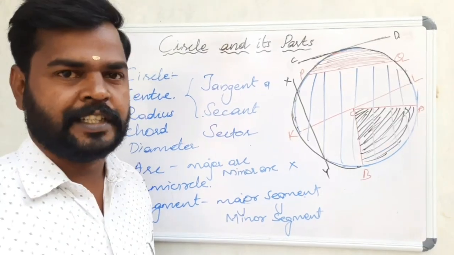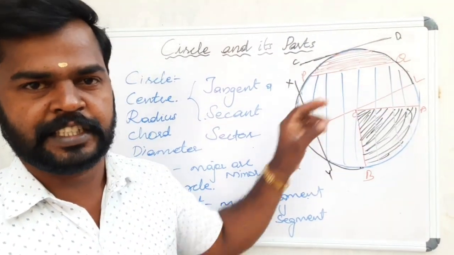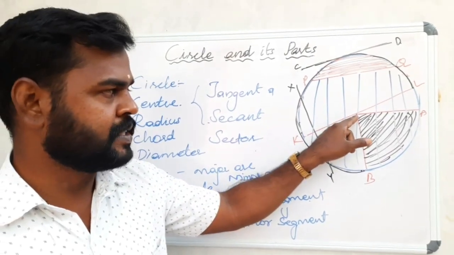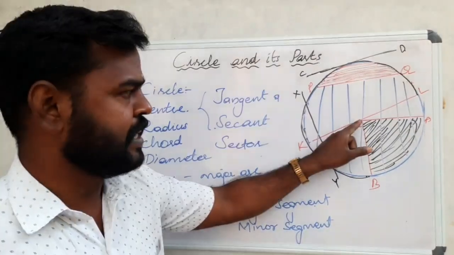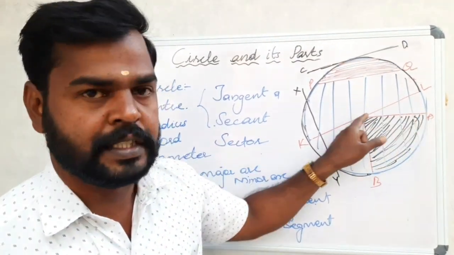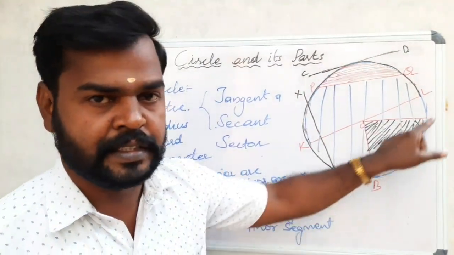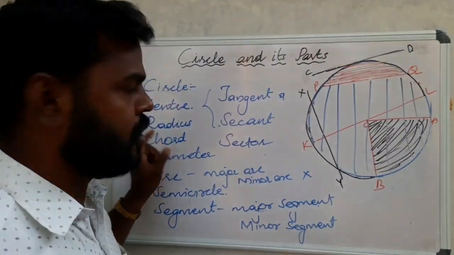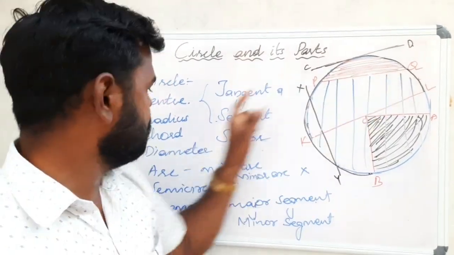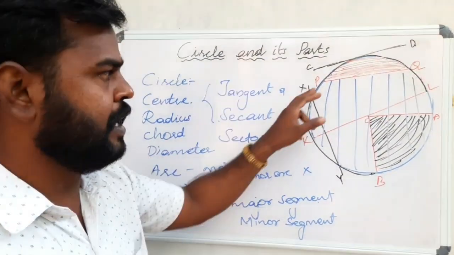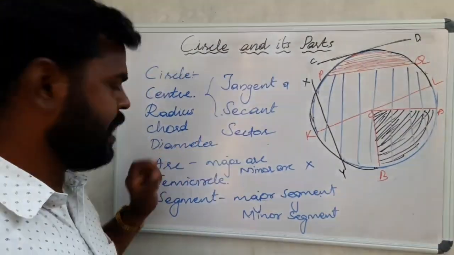Let us revise. Circle: a circle is a simple closed figure with a curved line segment. This middle point is called the center. And radius: from the center to any part of the circle, this line segment is called a radius. There are infinite radii in the circle. Now chord: joining two points of a circle is called a chord. Now diameter: a chord which passes through its center is called a diameter.